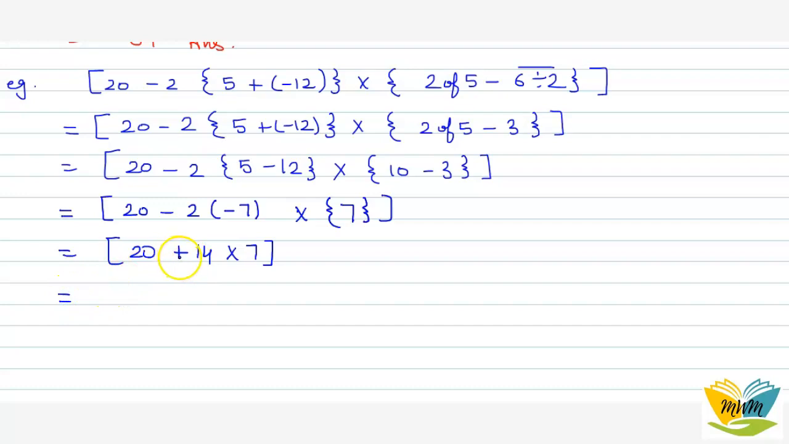Now addition and multiplication symbol is given here. So we will perform multiplication first because according to BODMAS rule, multiplication is done before addition. So 14 when multiplied with 7 gives 98. After adding 20 and 98, we get 118 as answer. I hope by these examples the BODMAS rule is clear to you.